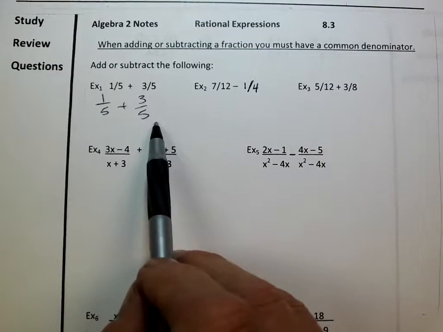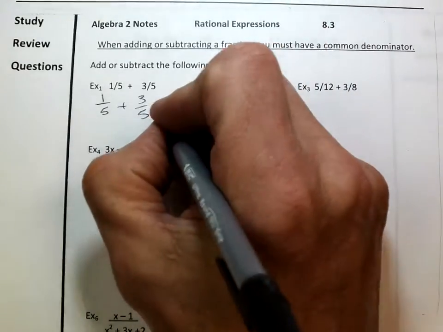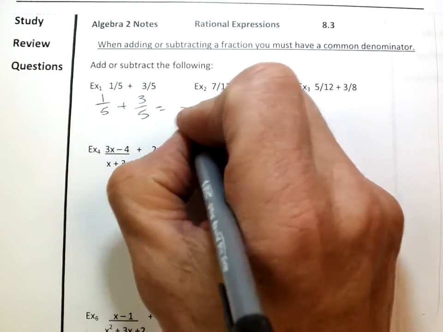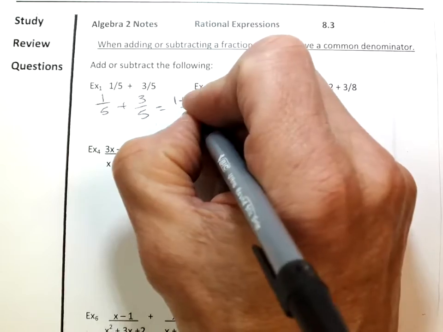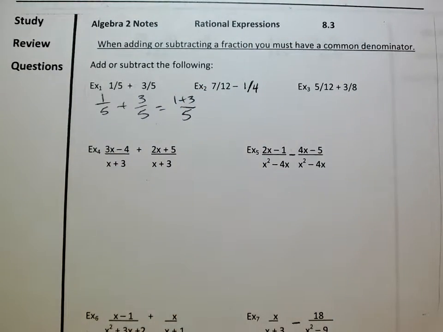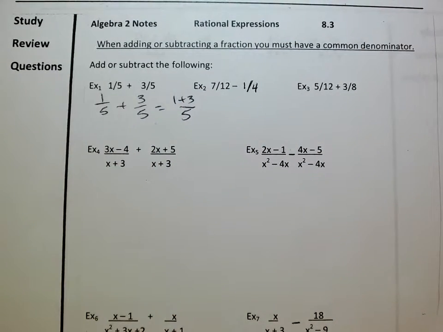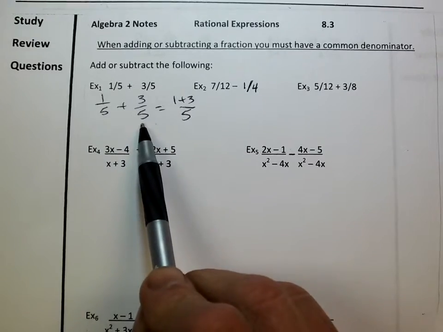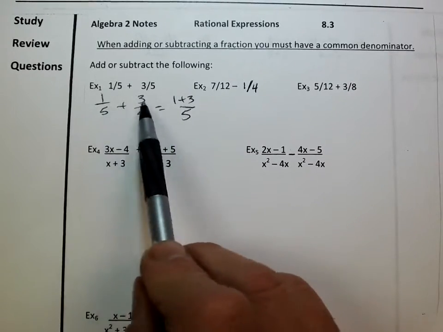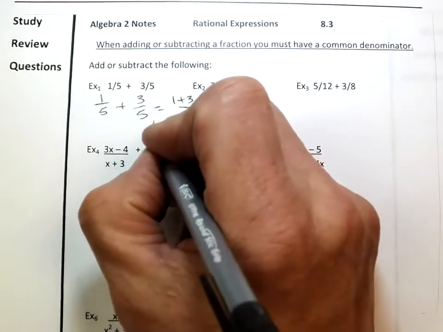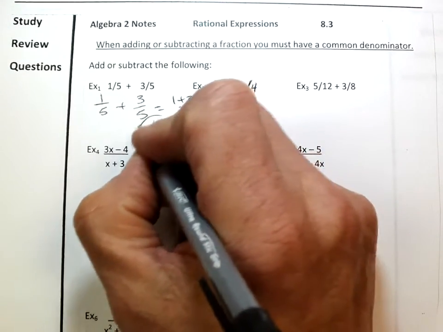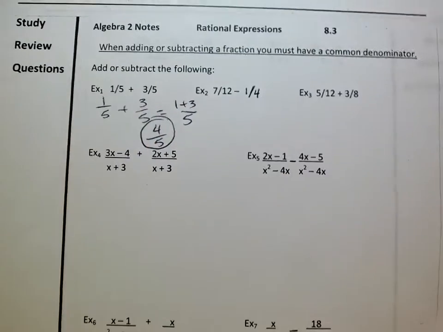They already have a common denominator of 5. So we're just going to take the 5, and we're going to go the 1 plus the 3. And of course, we do that in our head, right? But I want to show how it would work. So the common denominator is 5. I write down the 5. And I got the 1 plus 3. So the answer is just going to be 4/5, right? That's it. Okay?